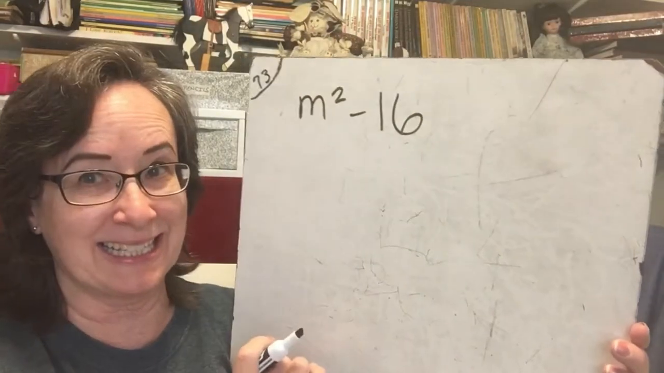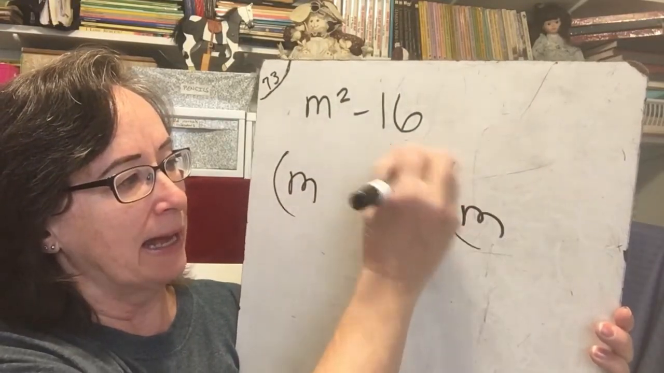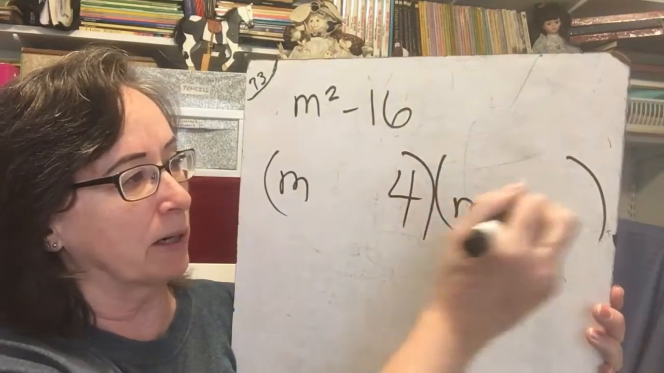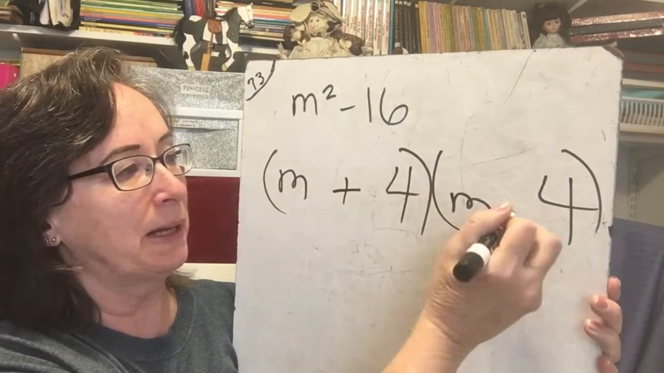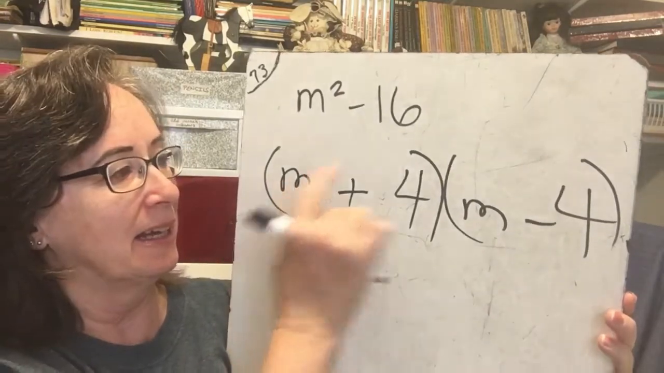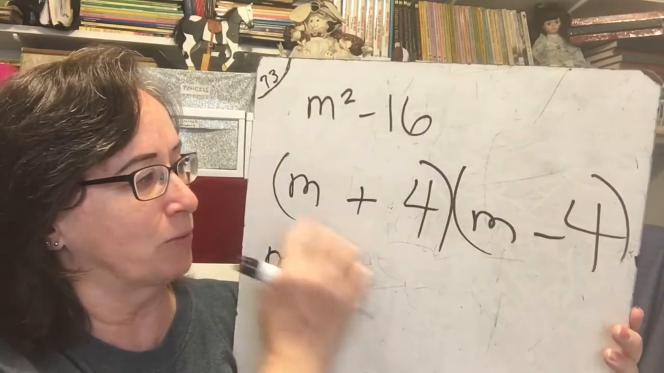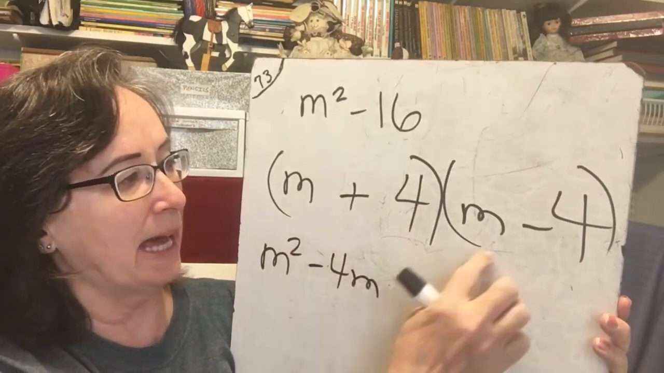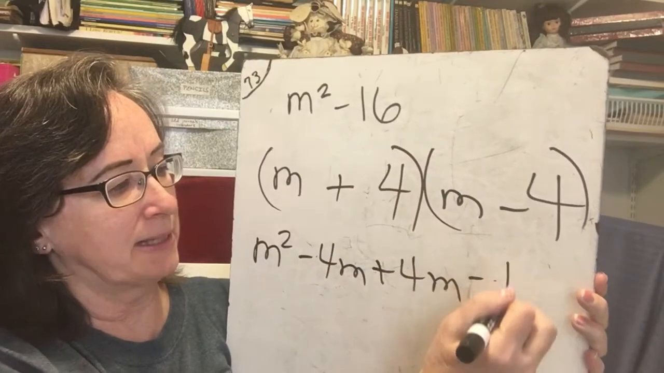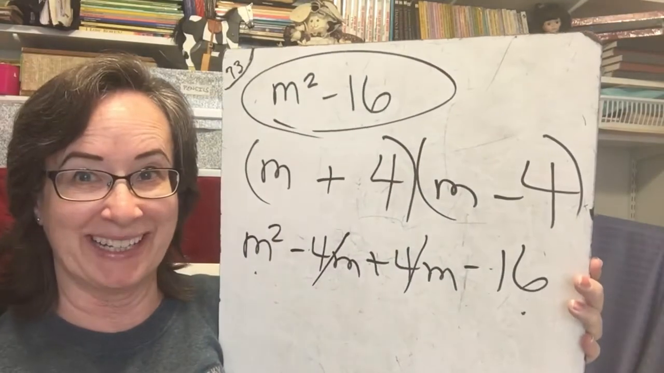M squared minus 16. Take the square root of m squared and put it as the first part of each parenthesis. Take the square root of 16, which is 4, give one a plus, give the other one a minus. Those are your factors. Now let's FOIL to check. M squared. Outside is negative 4m. Inside, positive 4m. Last, negative 16. Cancel, cancel. M squared minus 16 is what we wanted it to be.